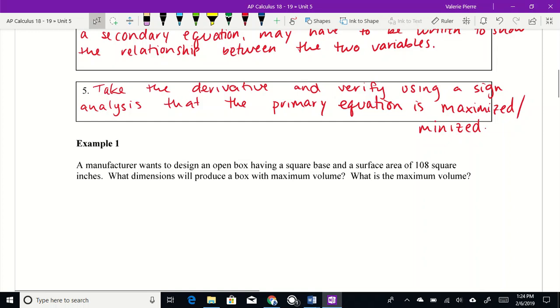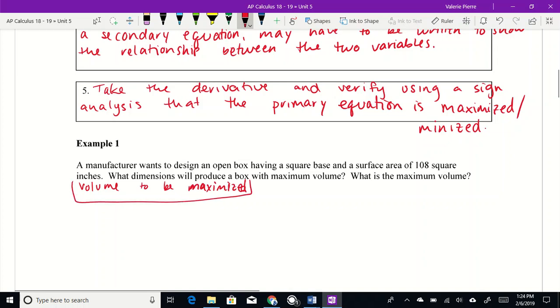So example 1, a manufacturer wants to design an open box having a square base and a surface area of 108 square inches. What dimensions will produce a box with maximum volume? And what is the maximum volume? So first thing I want to do is state what it is that I'm trying to optimize. So my goal is to get volume to be maximized. That's my goal.